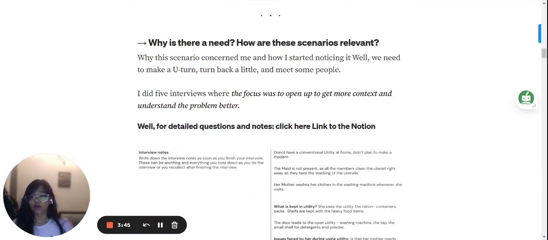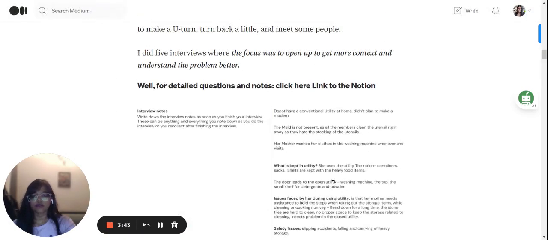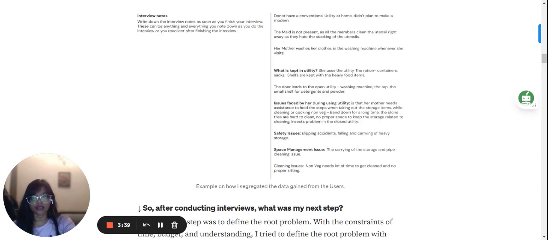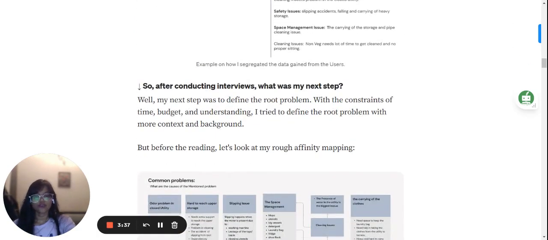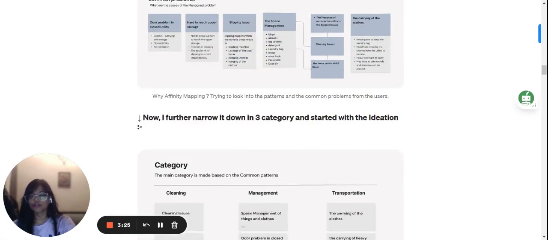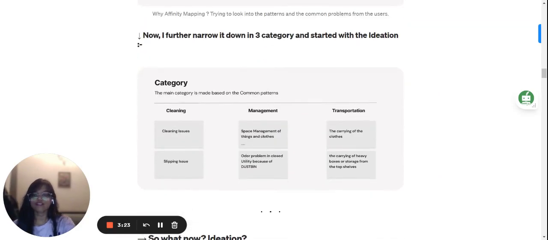One had a kid, some are working from home, and it's always a delight to have a conversation with them and understand what their problems are. I got a bunch of problems, and because there were so many, I tried to put them in categories so I don't get confused later on. Putting them in one category was not enough, so I put them in main categories like cleaning, management, and transportation.